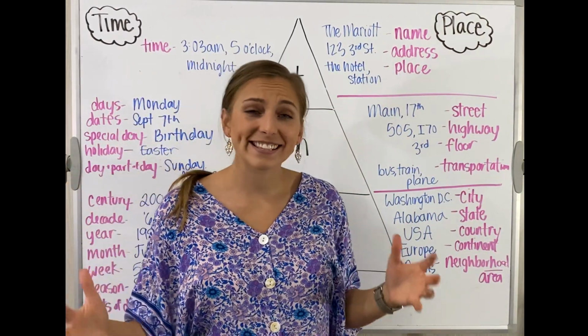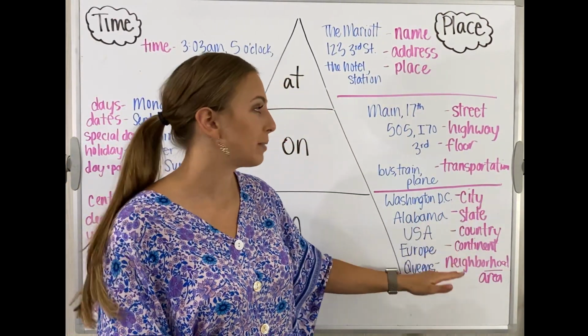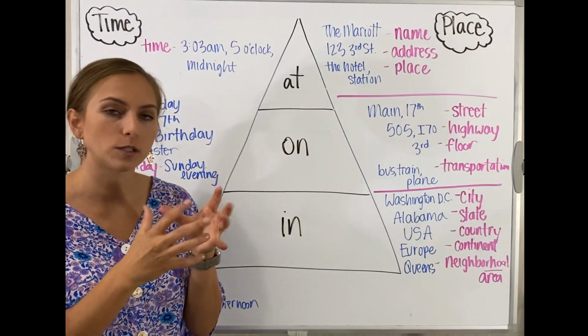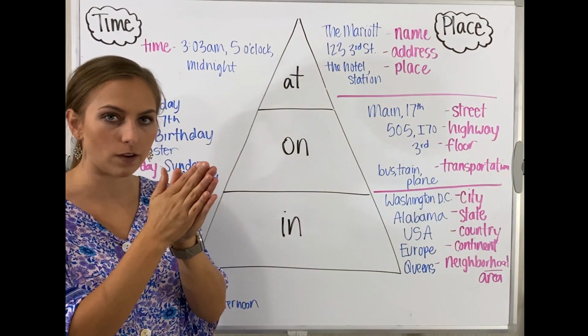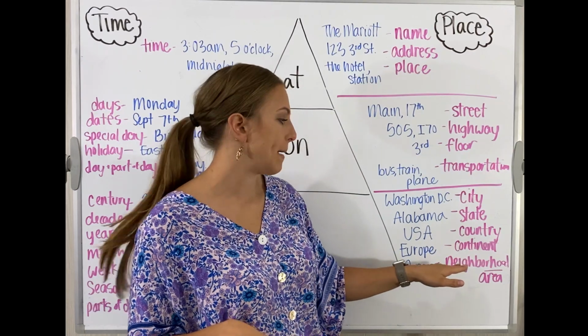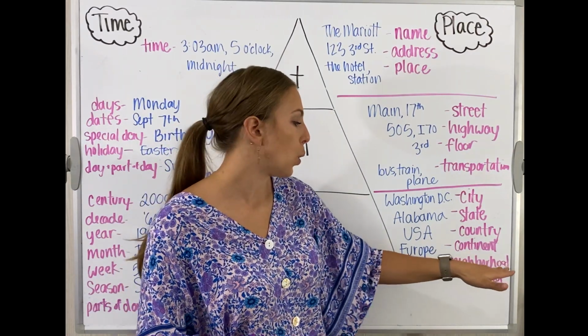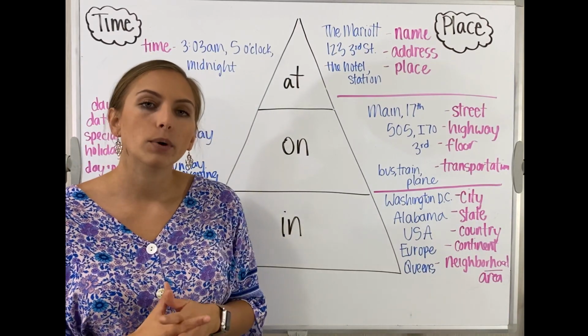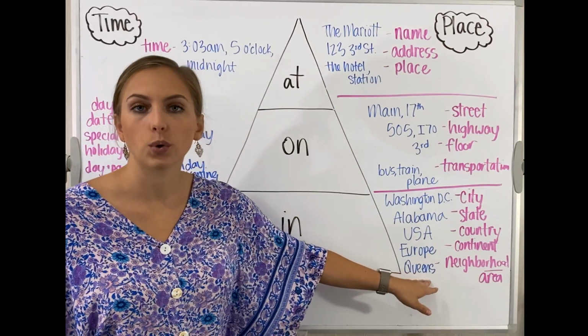Now let's dive into places. All right, so it's the same rule, it's just with places now. So again, in is the most general, on is a little more specific, at is the most specific. We'll start down here. So if we are talking about a neighborhood or an area, we use in. So that would be like Queens, New York, for example.